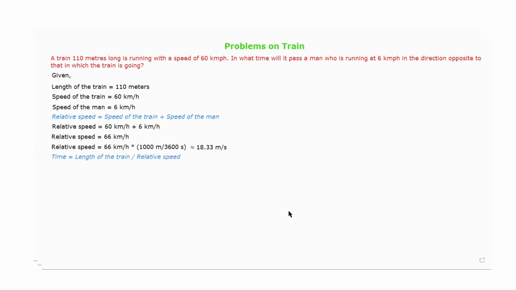To find the time it takes for the train to pass the man, we divide the length of the train by the relative speed. Time equals length of the train by relative speed. Time equals 110 meters by 18.33 meters per second. Time approximately equals 6 seconds. Therefore, it will take approximately 6 seconds for the train to pass the man who is running at 6 kilometers per hour in the opposite direction.